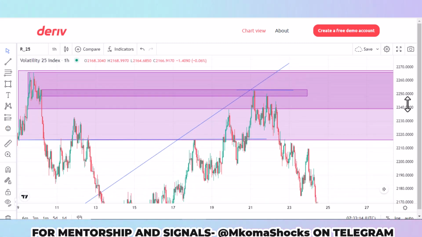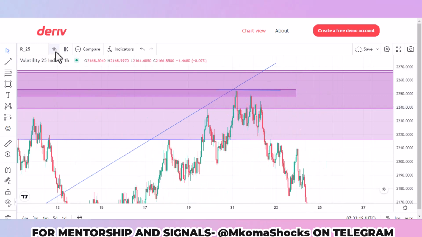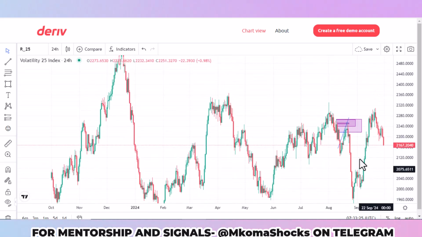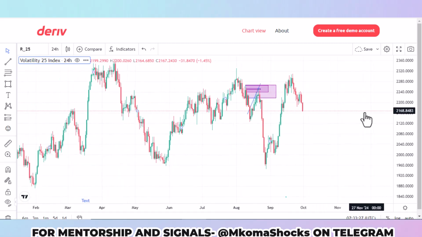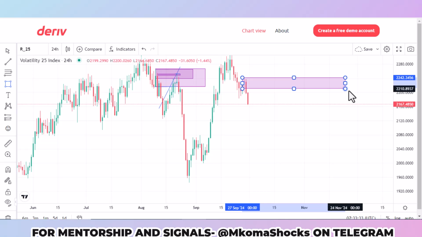So to get that out of the way, this is how you do it, and this is how you can be profitable trading order blocks in order blocks. And this is the easiest order blocks strategy that you can ever find on the internet or wherever you want to find it. So let's look at another example that is actually in motion, right?